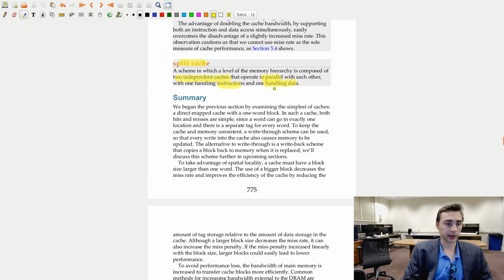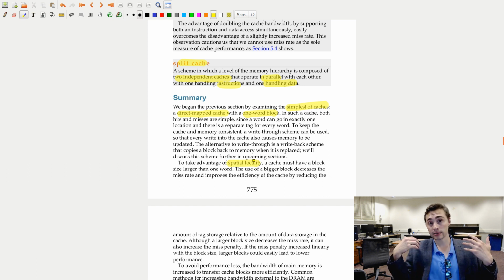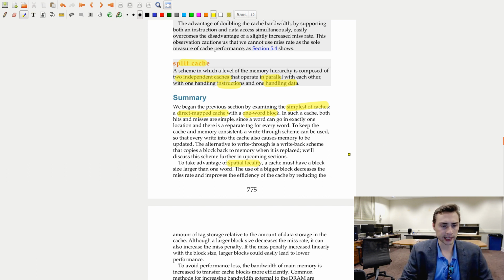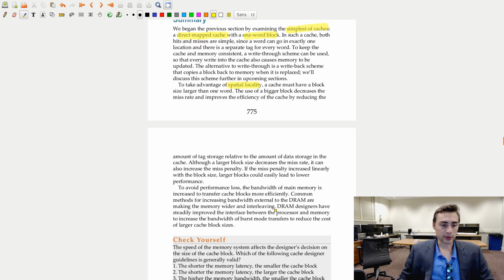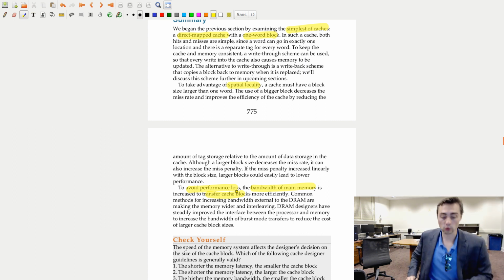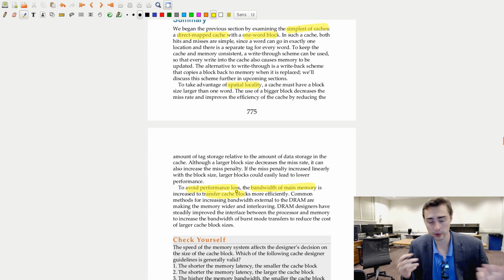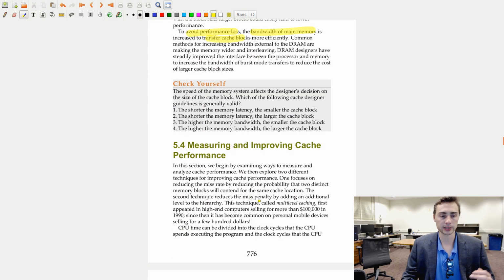As a summary, we looked at the simplest of all caches, the direct-mapped cache, with a one-word block. We saw how we can make use of things like spatial locality. Then we saw that in order to avoid performance loss, we can increase the bandwidth of main memory by transferring cache blocks more efficiently. So this is doing schemes like write-back caches instead of write-through caches. Some interesting things that way.